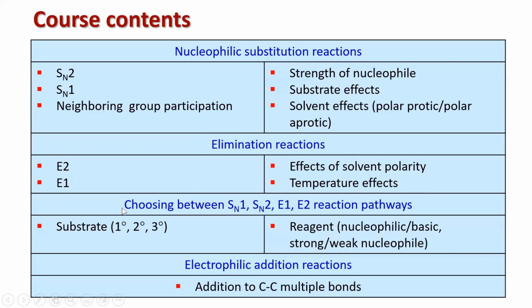And then we are going to choose what type of reaction pathway a reaction is going to take, right? Whether it is SN1 or SN2 or E1 or E2. For that, we have to consider the type of the substrate and the type of the nucleophile, whether it is nucleophilic or basic, whether it is a strong nucleophile or a weak nucleophile. Same way, same for the substitution reaction. And then finally, we study electrophilic addition reactions, and under that, we learn about addition to carbon-carbon multiple bonds.